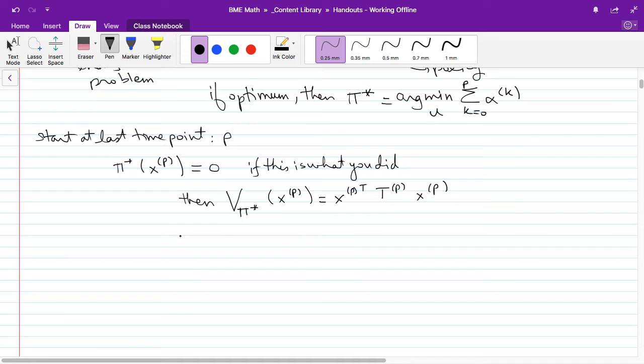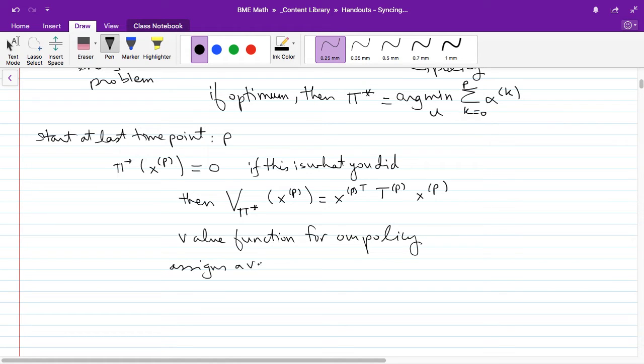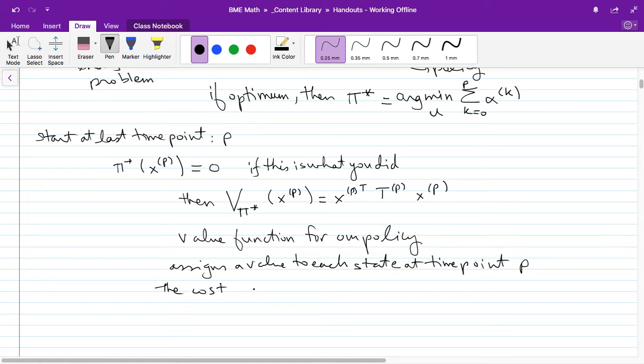So let's write down what that means. It's a value function for our policy, which basically assigns a value to each state, in this case at time point p. Essentially, it is the cost of being at a state, in this case, the minimum cost, the best cost of being at a given state. Best cost in the sense that this is as good as it can be if you were to do the optimal thing.